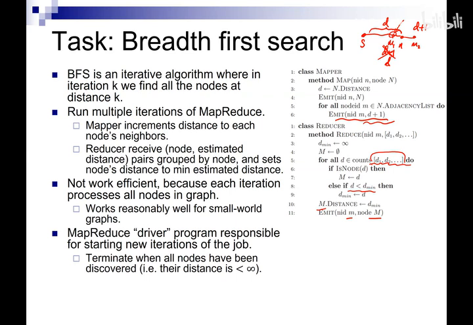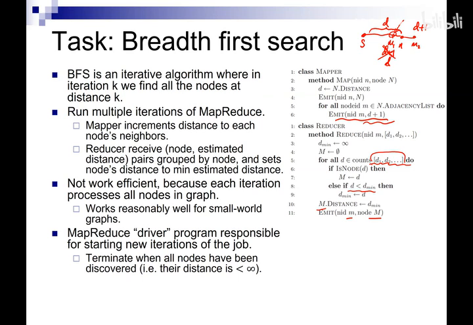Okay, and then also, when is this algorithm going to terminate? Well, this algorithm terminates when the nodes do not change their distances anymore, or when we've discovered all of the nodes. So those are two different termination conditions.